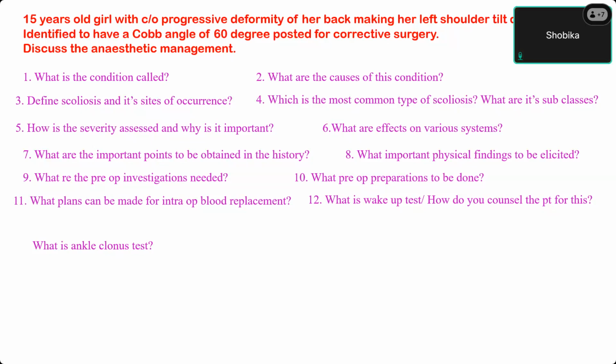Stagnara. Which country does he belong to? Any idea? The European country, Spain. Okay.